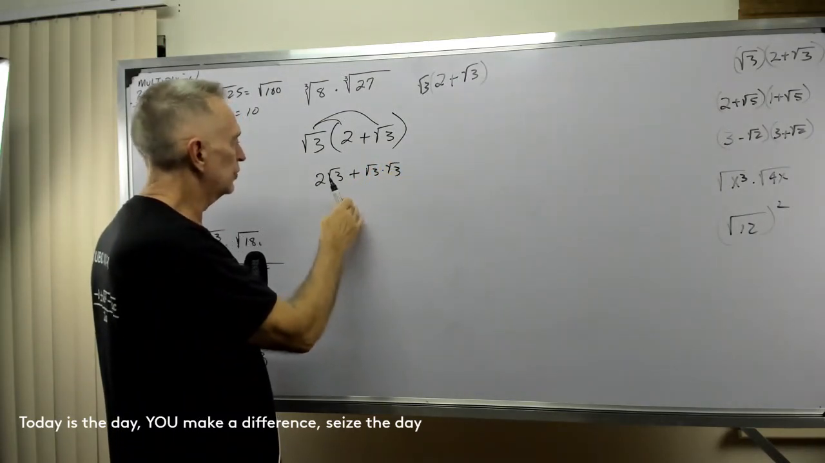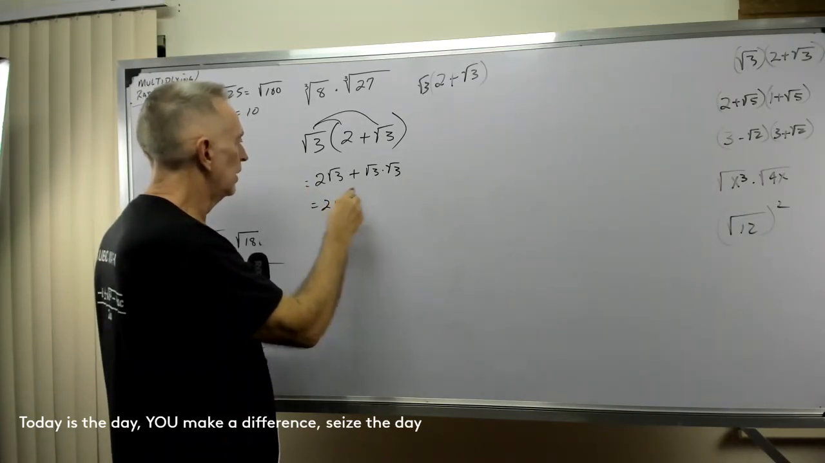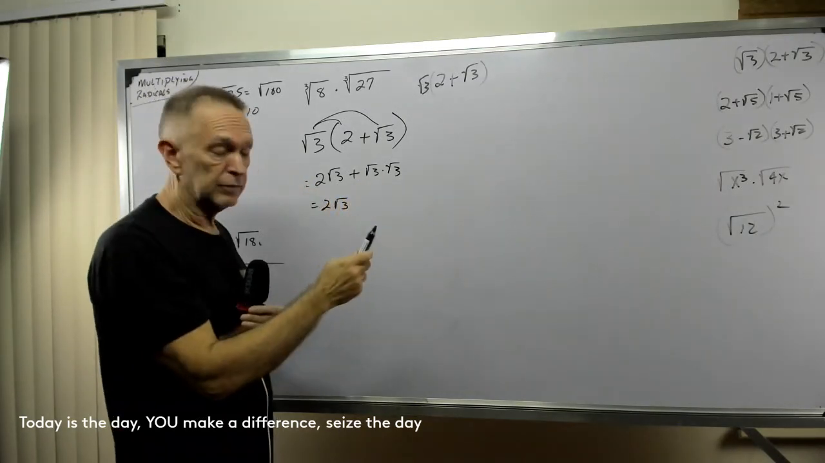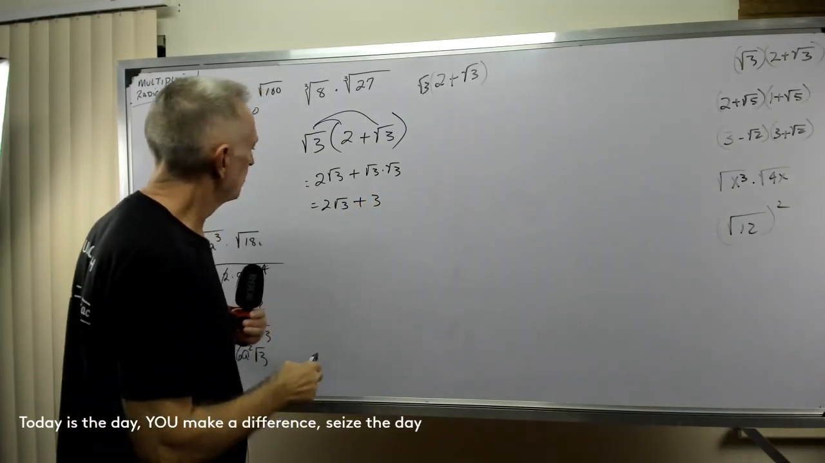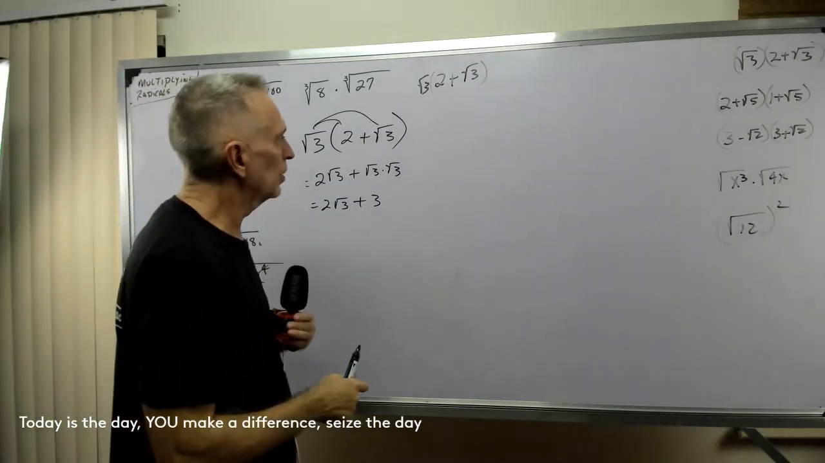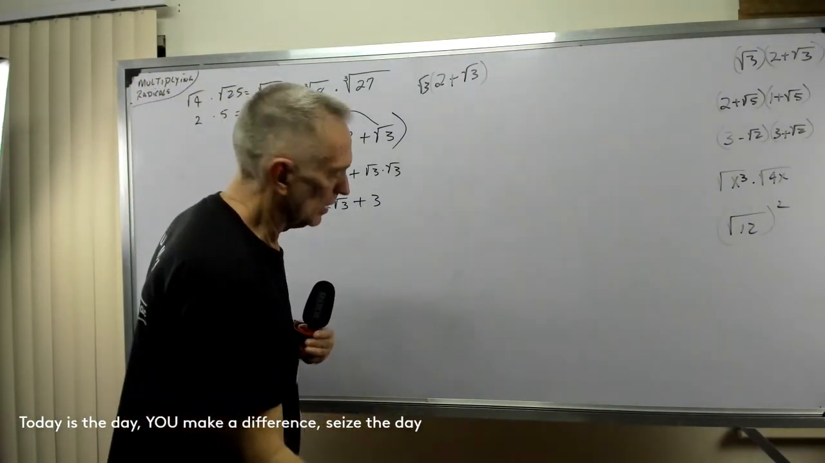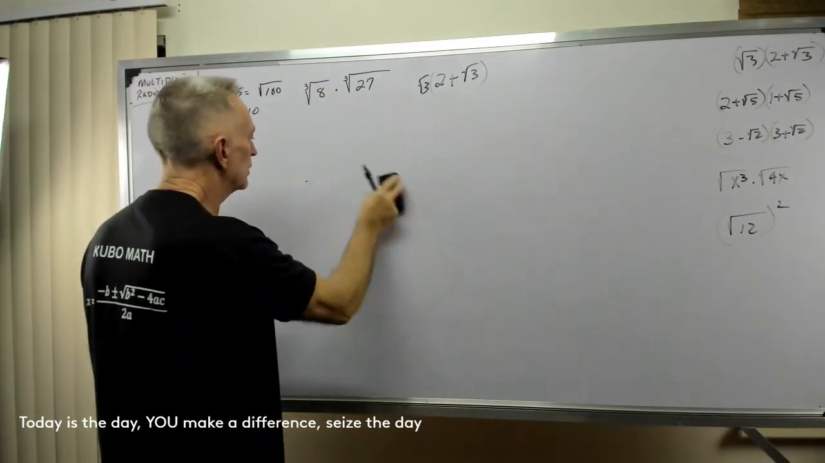All right, so let's simplify that. We have 2 square root 3, and then the square root of 3 times the square root of 3. The radical sign drops and I have 3. So that would be the simplest form of that: 2 square root of 3 plus 3. Okay. What about this next one?